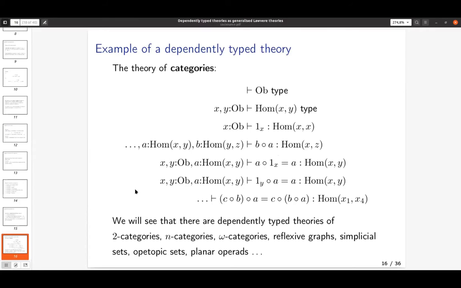And in fact, we'll see that there's a general way of recognizing dependently typed theories, and there are dependently typed theories of two categories, n categories, omega categories, reflexive graphs, and lots of other things.